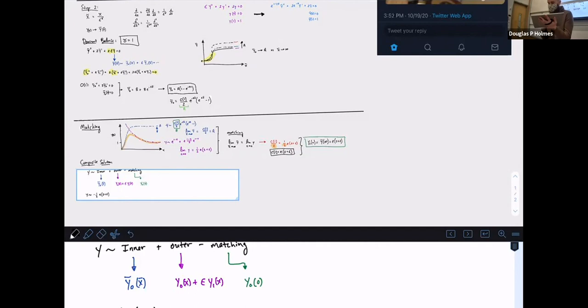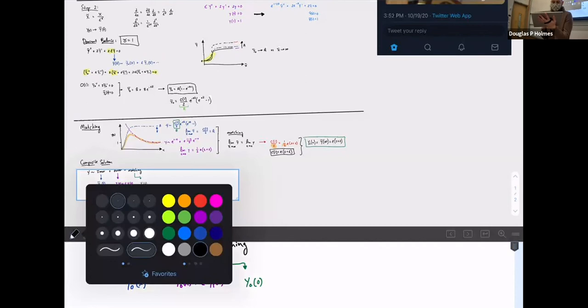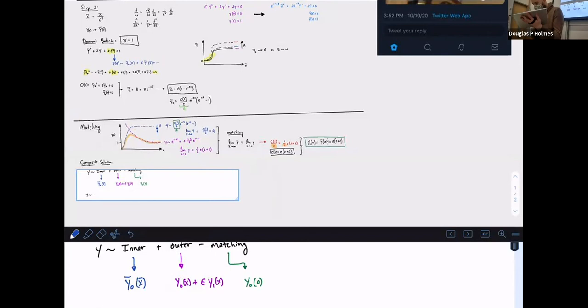Did I do this backwards? I think I did this backwards. Sorry. Actually, I'm going to do this order. Let me write this in blue. Oh gosh, did I actually do the other one to order epsilon?